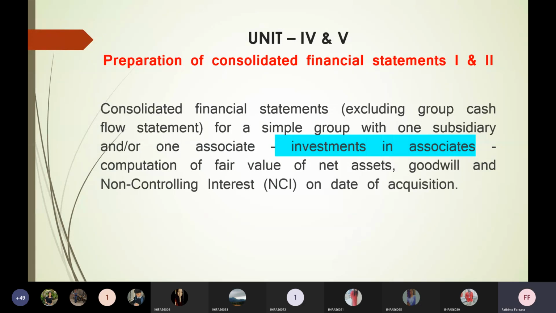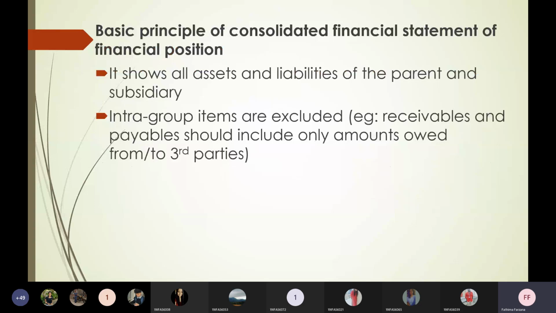So the basic principles of consolidated financial statement position, consolidated statement of financial position, that is balance sheet, are mainly two. One is this consolidated financial position will show all the assets and liabilities of the parent and subsidiary. Before that, can someone tell me who is a parent and who is a subsidiary? On what basis? Parent is a company who holds more than 50% of shares of the subsidiary company. Okay, the one who holds more than 50% of its shares in the subsidiary company, we call it the parent.